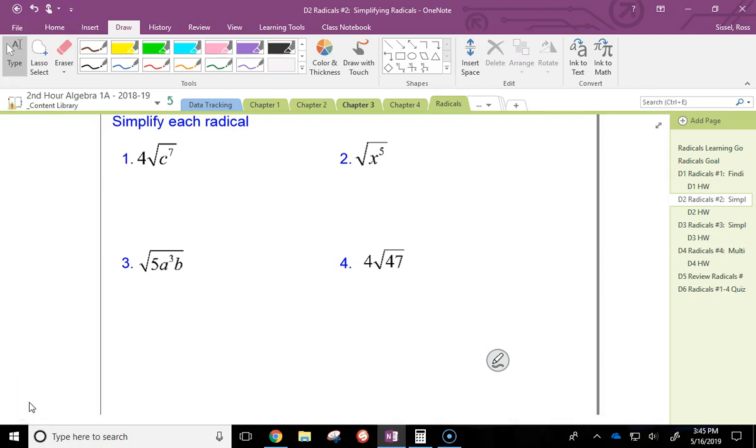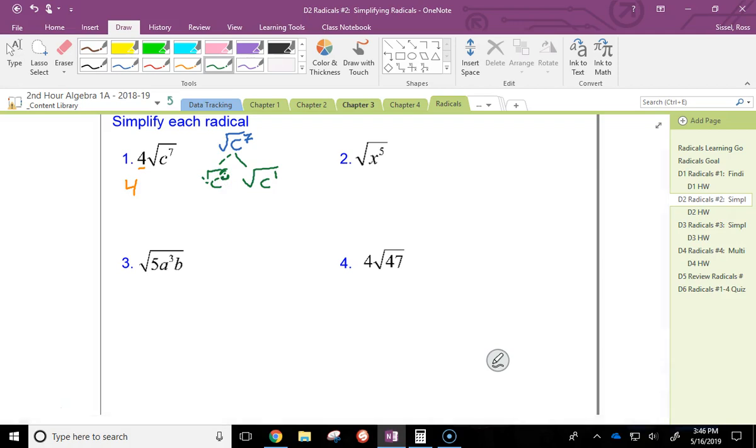Alright, so real quick, here's how I did this. I still am going to leave my 4, and I'm going to look at the square root of c to the 7th power. Well, if I do that over here, remember, all I have to do is break that into c to the 6th power and c to the 1. I'm sorry, I don't know why my pen's not working right. OneNote's not writing on there.